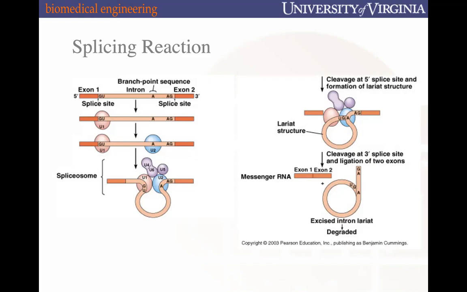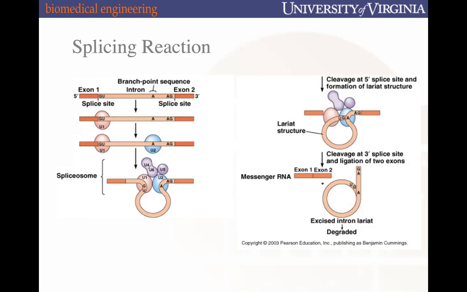You'll have the first SNRP bind at the 5' end at GU, and the next SNRP bind at the branch point sequence. It's going to recruit and promote the nucleation of many SNRPs coming together and promoting the looping of that intron. As these SNRPs come together, the first cleavage is going to happen at the 5' end. It's going to loop that intronic region over towards the branch point and create what's called the lariat structure.